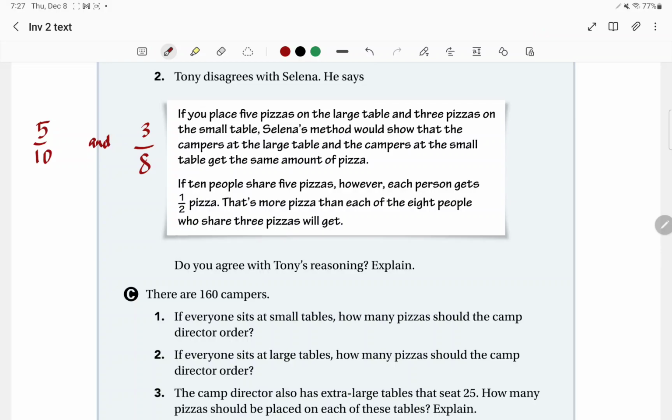So that would look something like this. If 10 people share 5 pizzas, however, each person gets 1/2 of a pizza. So that's what this is. That's more pizza than each of the 8 people who share 3 pizzas will get. Do you agree with his statement or disagree with his statement? Answer that question and come back to the video.